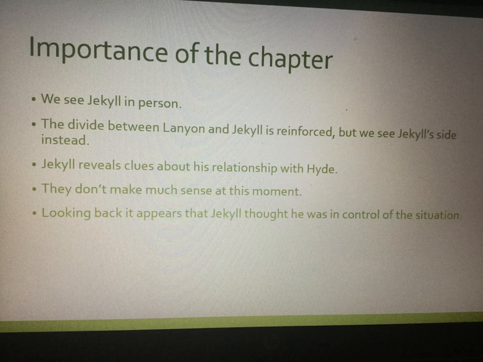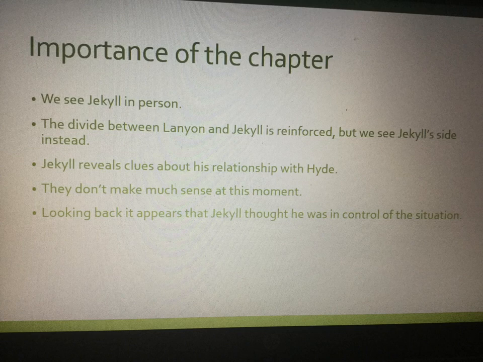The importance of the chapter is that we see Jekyll in person. The divide between Lanyon and Jekyll is reinforced, but this time we see Jekyll's side instead. Jekyll reveals clues about his relationship with Hyde. They don't make much sense to us at this moment in time, but when we look back from the end of the book, it appears that Jekyll thought he was in control of the situation.